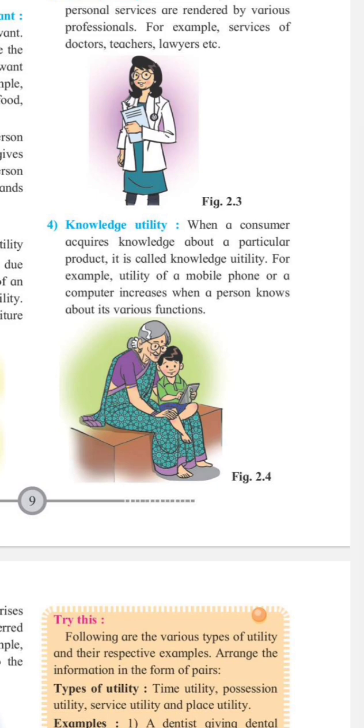So when a consumer acquires knowledge about a particular product, it is called knowledge utility. For example, the utility of a mobile phone or a computer increases when a person knows about its various functions. Utility increases when the consumer knows how to use the product. Example is knowledge about the mobile phone functions increases its utility.